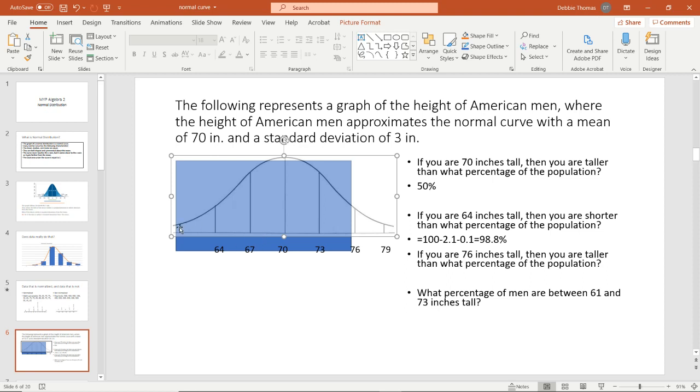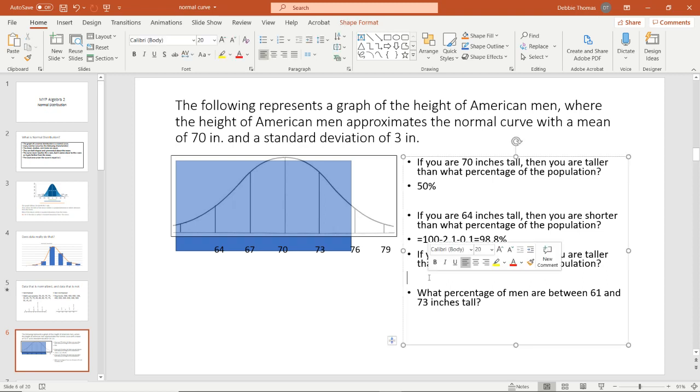So again, I could do the same thing and take the 0.1, 2.1, 13.6, 34.1, 34.1, 13.6, and add them up. Or I could do the 100 minus. And either way, I'm at a standard deviation of 2. The answer is the same, 98.8%. You are taller. So if you are 6'4", you are taller than 98.8%. I'm sorry, wait, hold on. Is my math wrong? Yes, it is. 97. Everybody makes mistakes. 97.